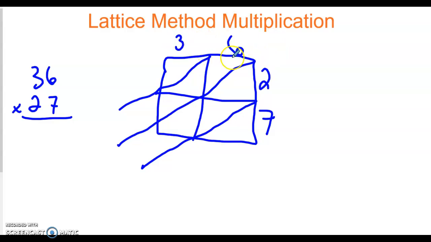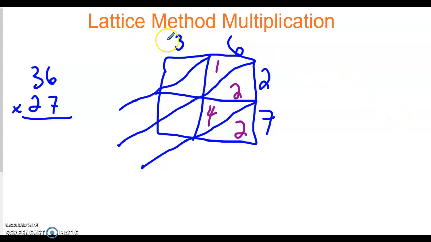So I'm going to multiply 6 times 2. I know 6 times 2 is 12. Remember, the bottom number is the 1s. In 12 there's 2 1s, and the top half are my 10s. In 12 there's 1 10. Then I go to 6 times 7. 6 times 7 is 42. So in 42 there are 4 10s and 2 1s.